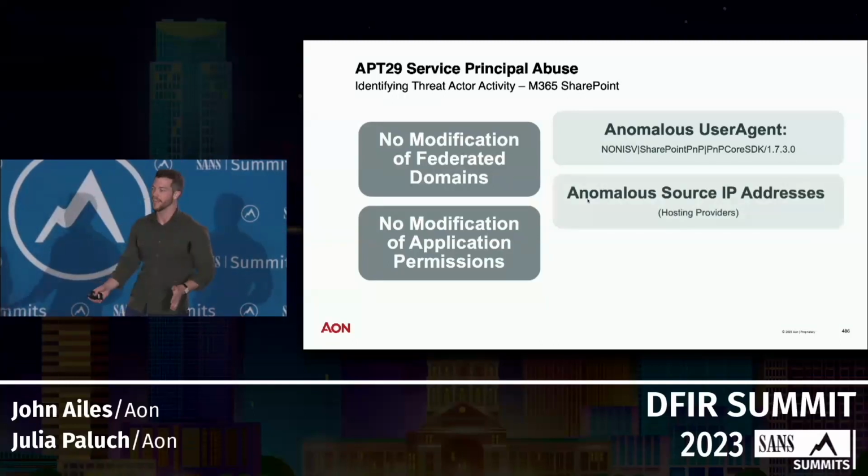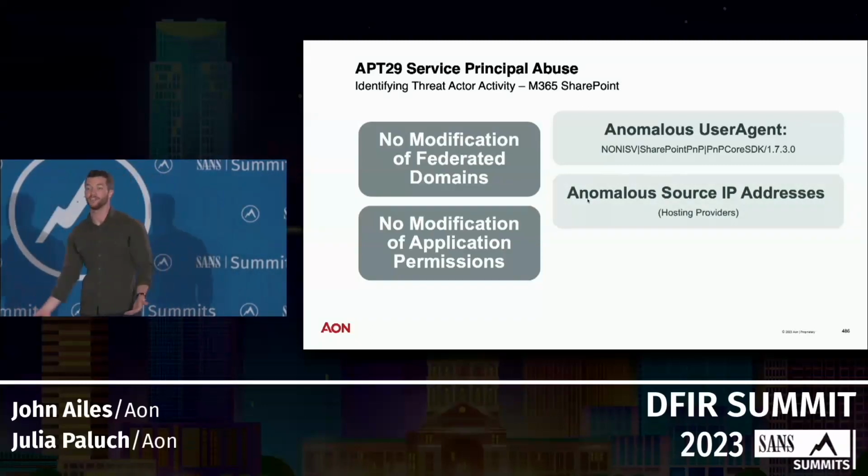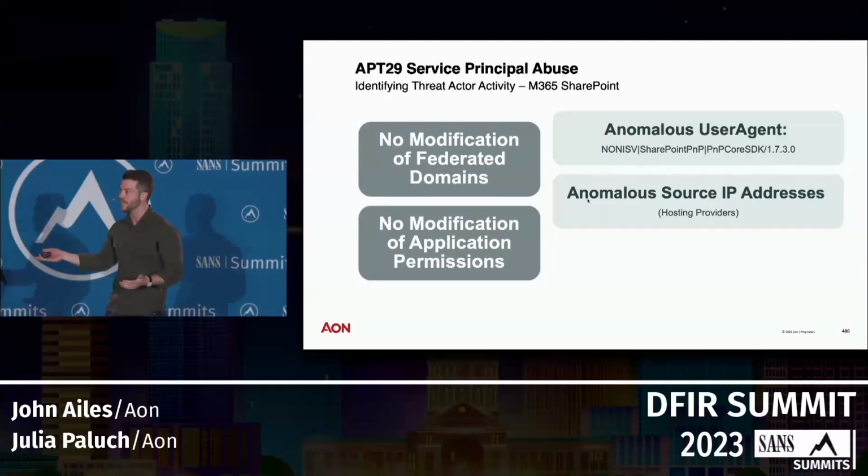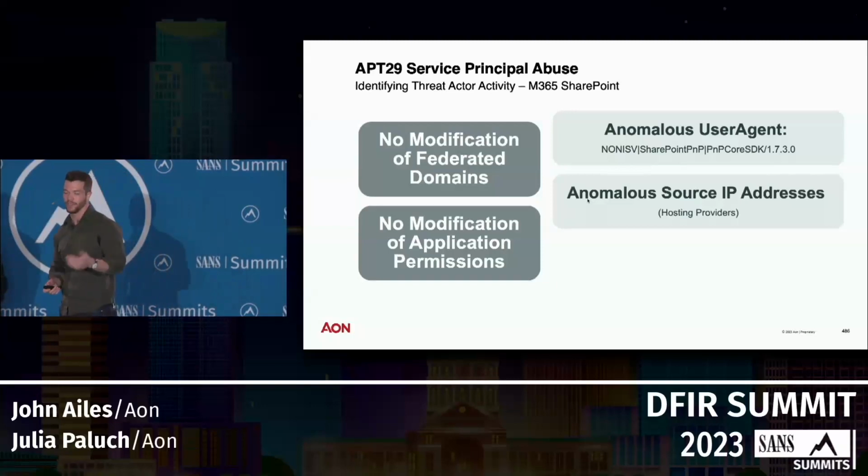The second thing was an anomalous source IP address. So prior to the compromise, this application had only ever authenticated or performed actions from 2 IP addresses, and both of those IP addresses were associated with the application provider. However, after the compromise, they started logging in and performing actions from hosting providers, which I'm sure many of you know is not a good thing to have happen in your environment. This is often indicative of either commercial VPN usage or renting out a virtual private server or VPS, and threat actors do this to obfuscate their true location.